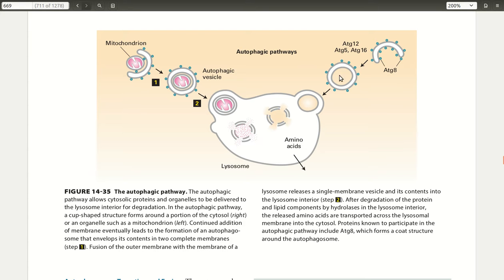And you also have situations where this cup-shaped membrane will nucleate around some random part of the cytosol, and it'll basically return to the lysosome some empty material basically.